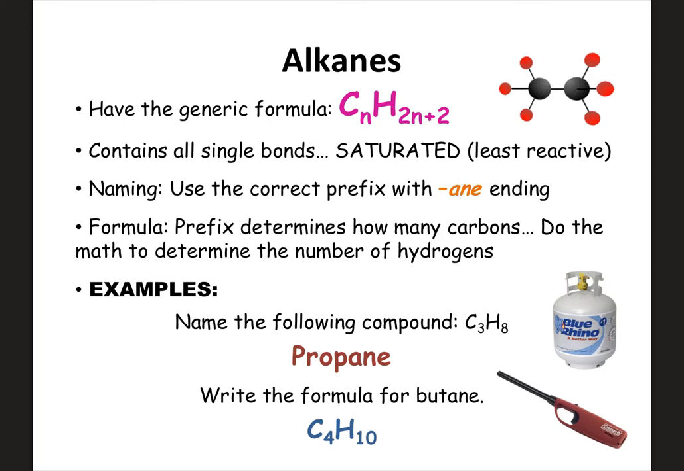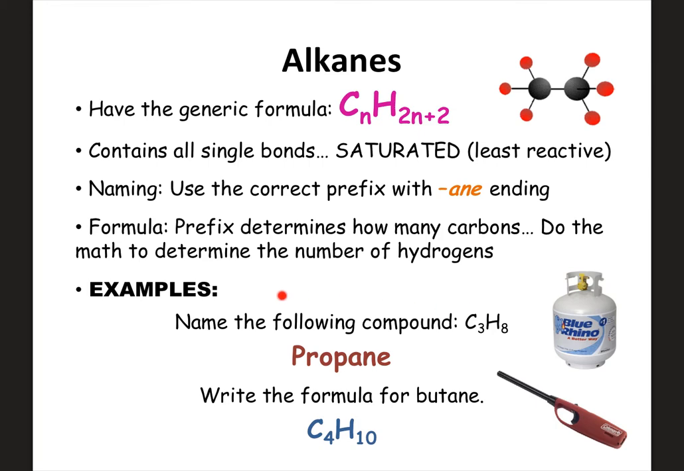We say that it's completely saturated here, meaning it has the maximum number of hydrogens that it could possibly have. Because of this, the alkanes are going to be the least reactive of the 3 groups. To name it, you use the correct prefix, and then you add the ane ending. You would know a formula is going to be an alkane based on the fact that the hydrogens are times 2 plus 2. To do the formula, the prefix tells you how many carbons to put, and then you do the math to figure out the number of hydrogens.